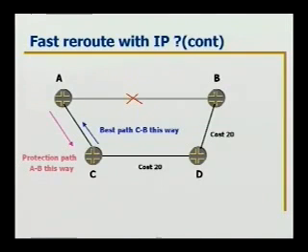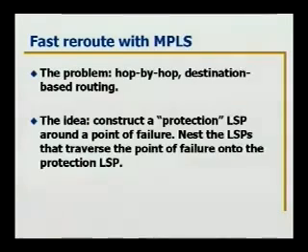So what's the problem? The problem is that C was making an independent decision on how to do the forwarding on the protection path. If this is what is foiling our scheme, then we can remember that in MPLS we have decoupling of the forwarding decision from the destination of the packet. So let's try to do the same scheme with MPLS. The idea with MPLS is we're going to construct these protection LSPs around the point of failure, and then we're going to push the traffic that was passing along the failed link onto the protection LSP.